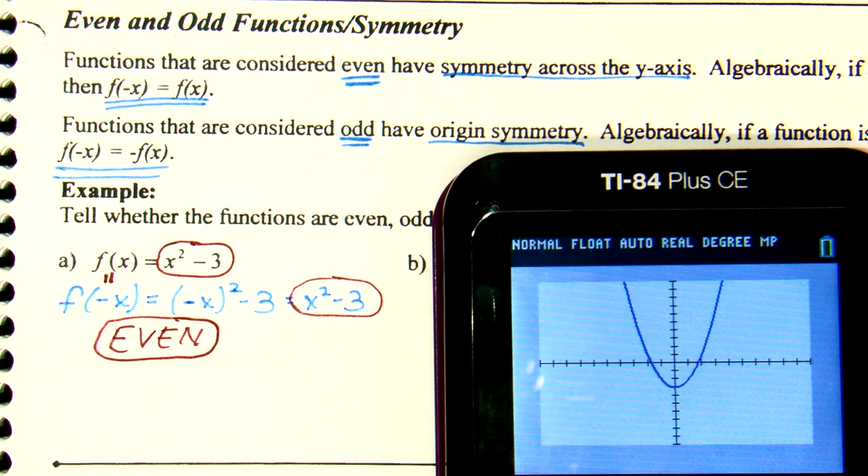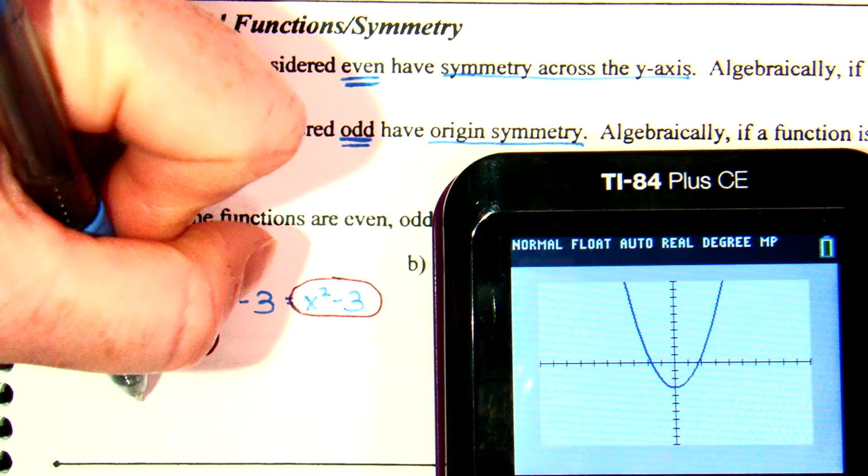There's x squared minus 3. Now, could you have just looked at the graph and known this was even? Yes, you can. Again, there's times I want to be able to do the algebra. There's times I can just use the graphic. And this is where I want you to be able to see both.